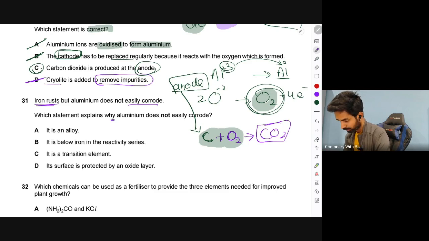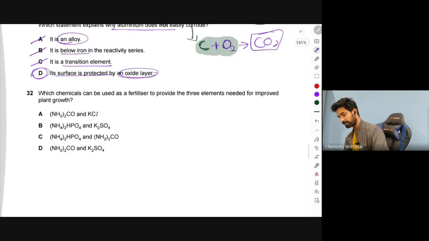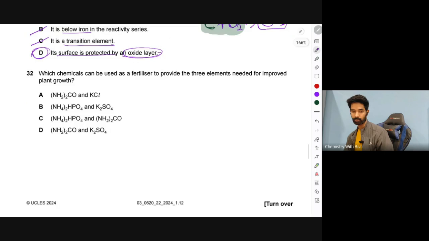Which statement explains why aluminum does not corrode? It is not an alloy, it's a metal. It is below iron, it is more reactive than iron. It is a transition, it's a group 3 metal. Its surface is protected by an oxide layer. That is correct. The surface is non-porous and has an oxide layer on the top.